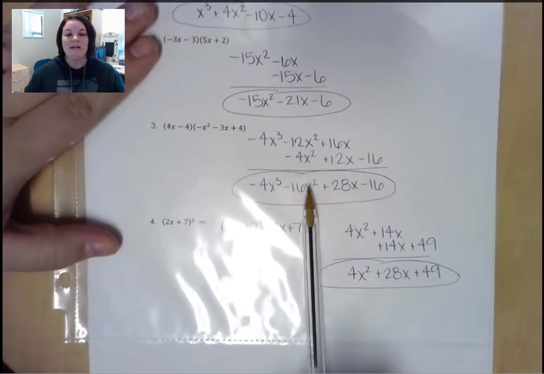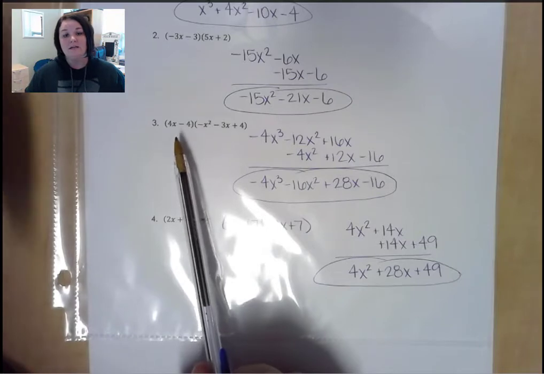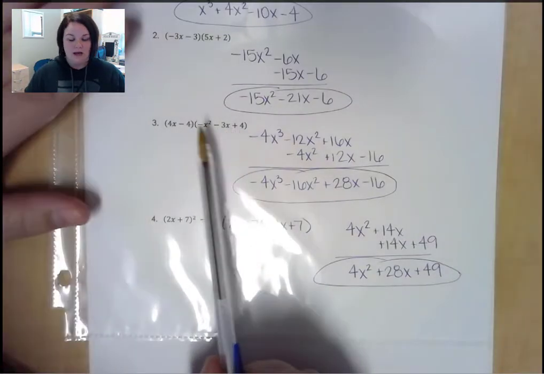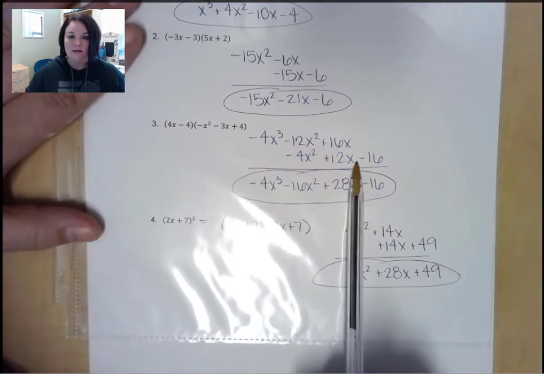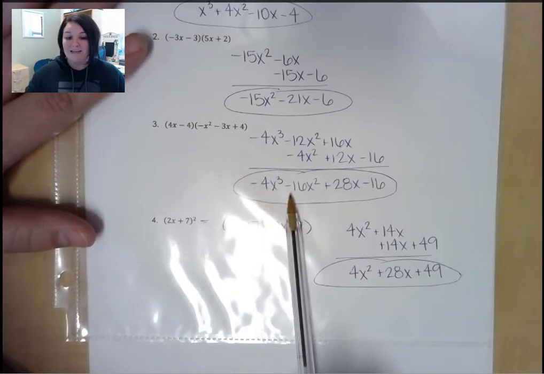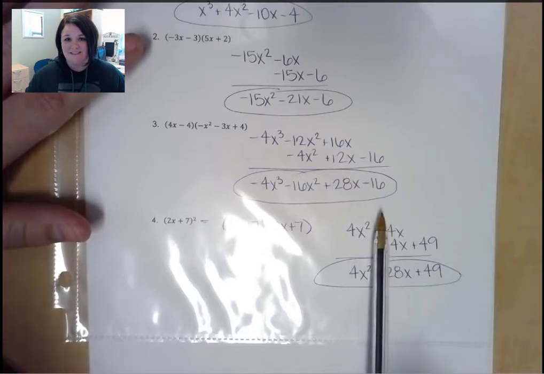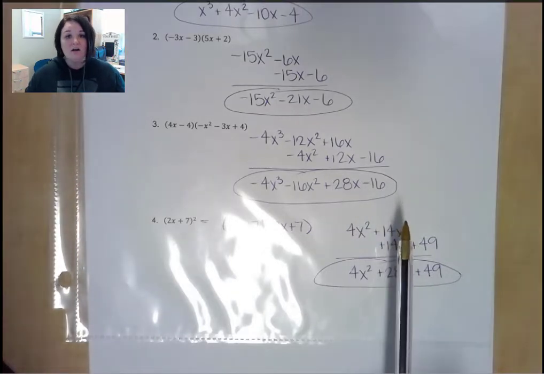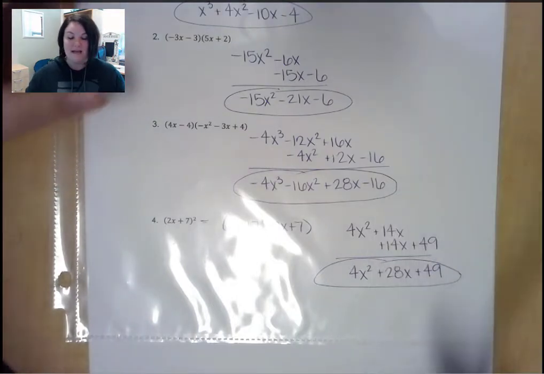All right, number 3, same idea, still just distributing. This time it's a binomial times a trinomial. So I went ahead and distributed the 4x to everything and then the -4 to everything. So I have 2 lines, right? And when I combined, we get -4x cubed minus 16x squared plus 28x minus 16. Okay, again, if you're finding an error, pause the video and find your mistake and correct it. Okay, it's how we get better.